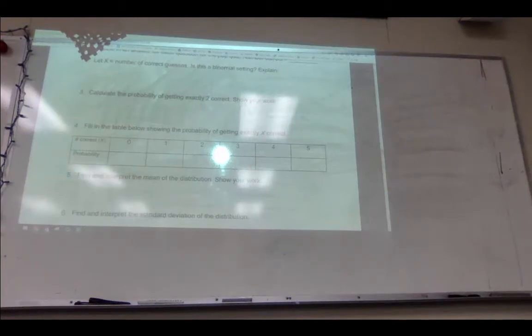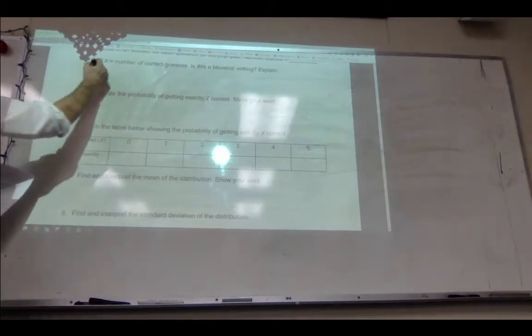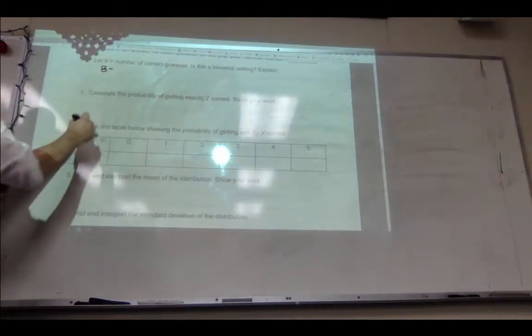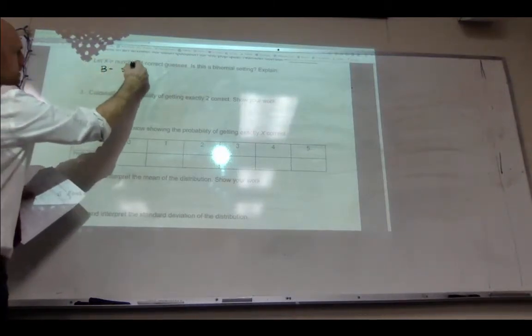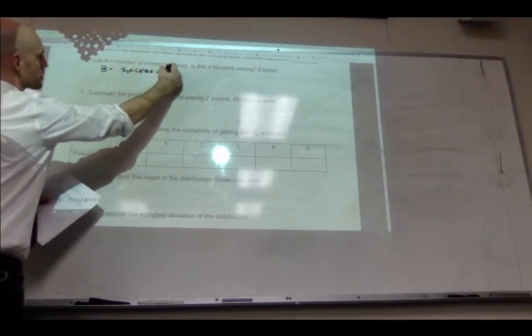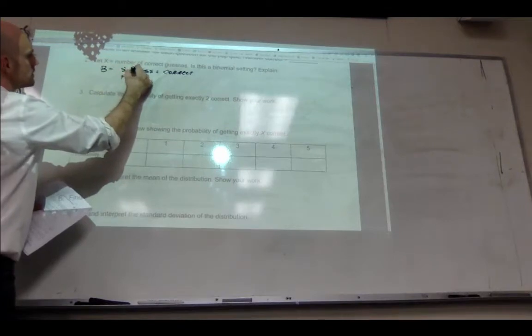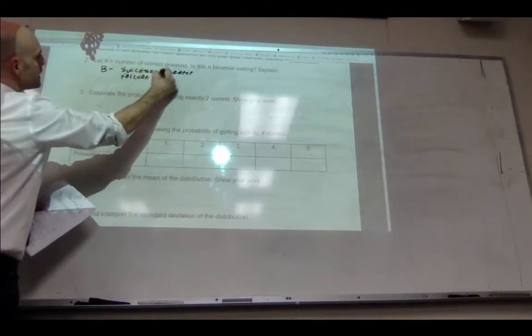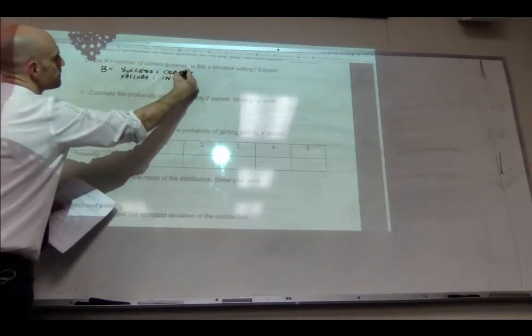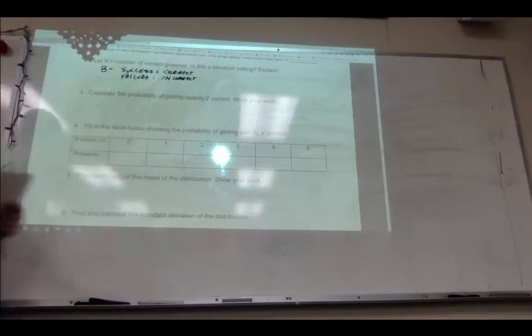How should we outline this? Use your BINS model and defend each piece. So B, binary: success equals correct, fail equals incorrect. The sense of binary would be there's a success and a failure. Those are your two options.